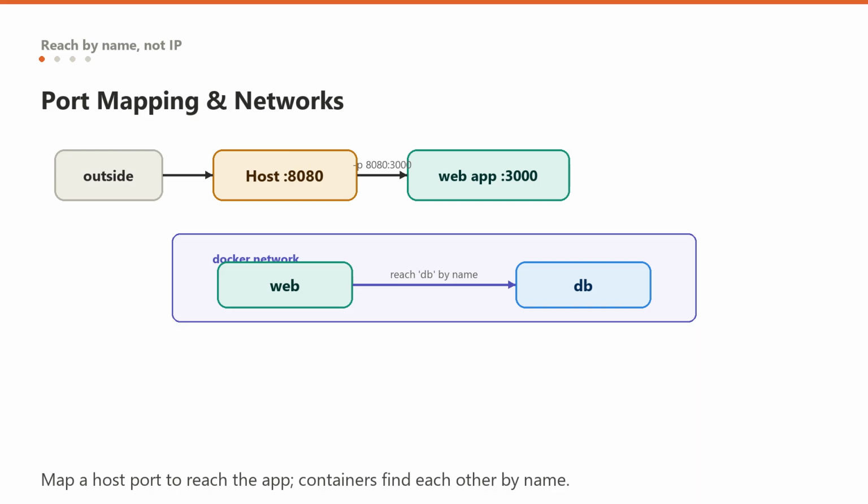Second, Docker networks. Containers on the same user-defined network can talk to each other by name. So your web container can reach your database container just by using the name database. No IP address is needed. That name-based discovery is how multi-container apps wire together.